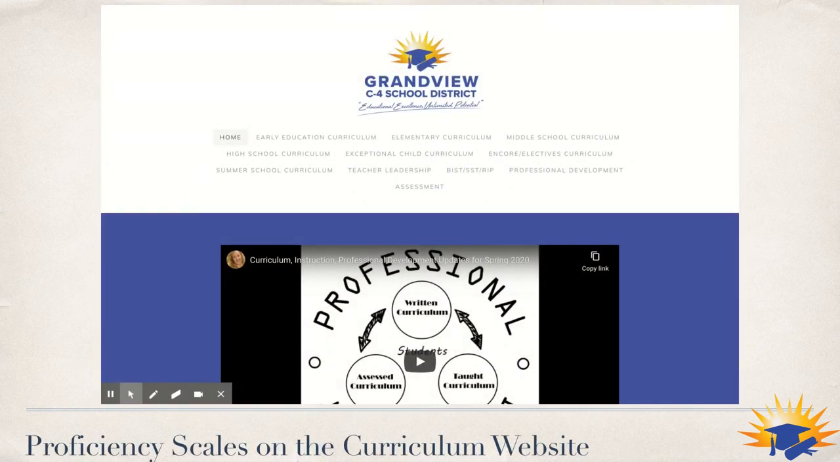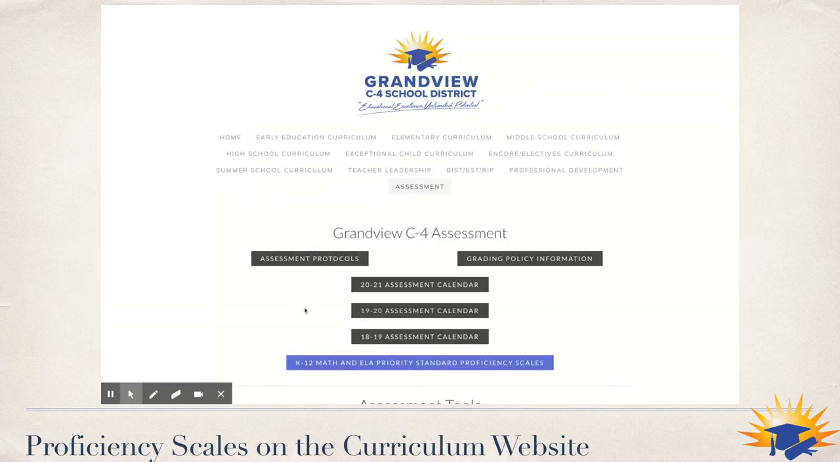Finally, determining how a student demonstrates exceeding the performance standard is listed in the exceeding section of the proficiency scale. The proficiency scales for kindergarten through 12th grade ELA and math can be found on the Assessment tab of the curriculum website on a blue button that reads K-12 Math and ELA Priority Standards and Proficiency Scales. These proficiency scales are how we discuss and report student progress with all stakeholders.